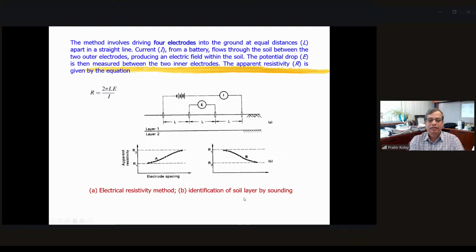Right. Any questions on this? Again, everyone knows this. I'm just revising all this. For any geotechnical engineering design, we need to know this.